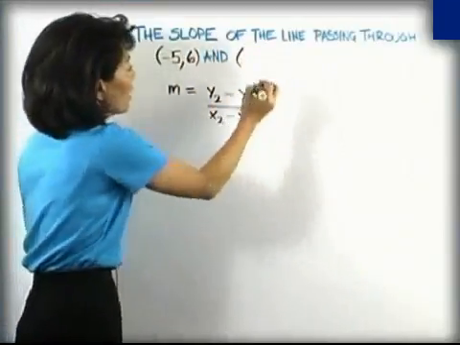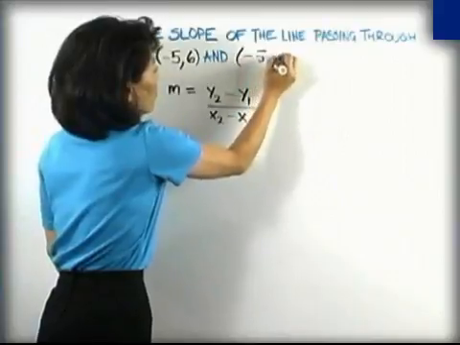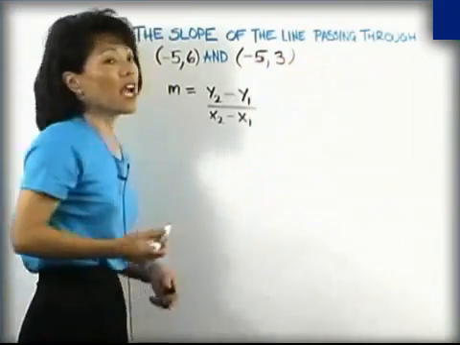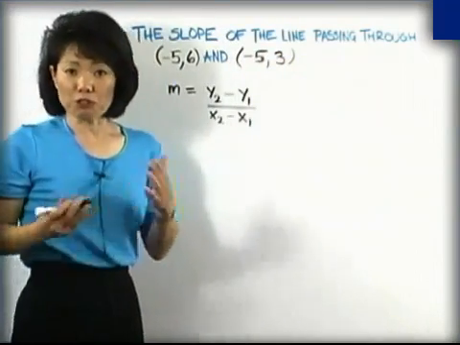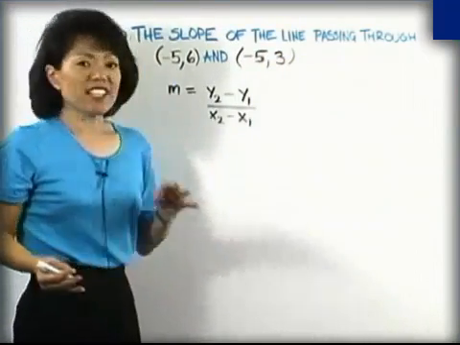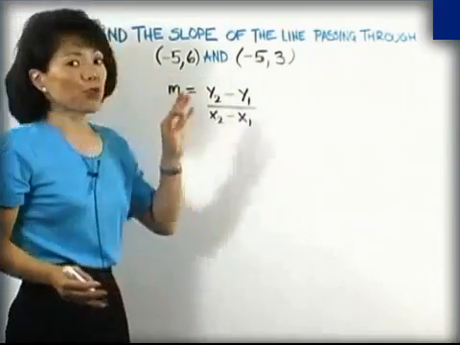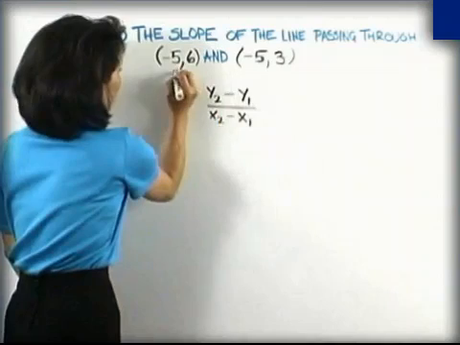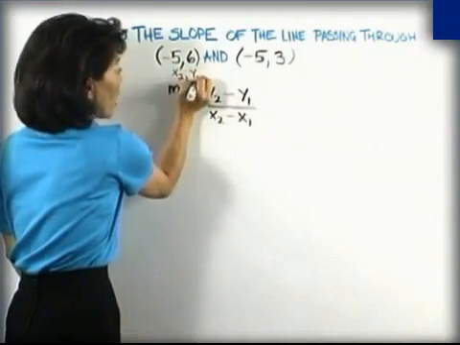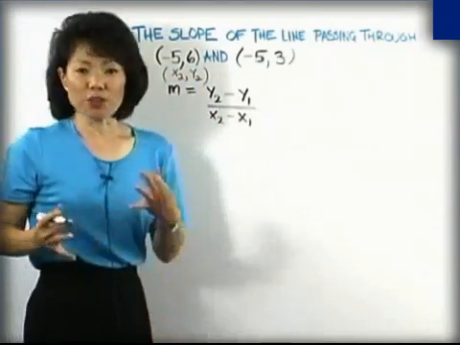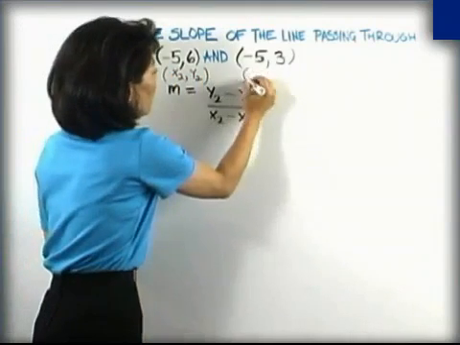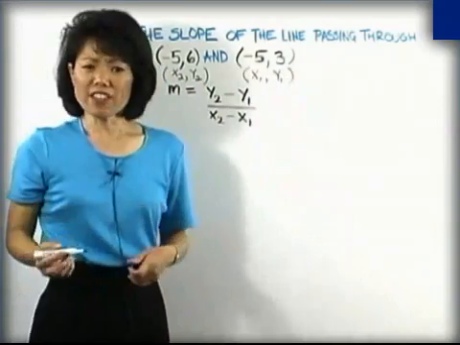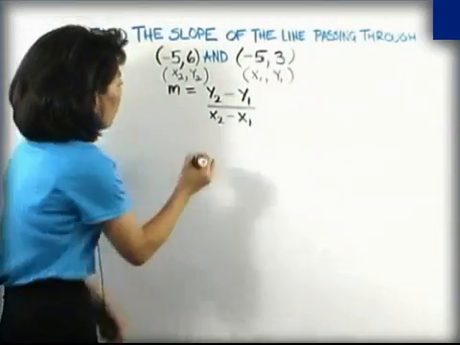6), and (-5, 3). Now, again, it doesn't matter which ordered pair is x1, y1. You can choose. Just to show you that it doesn't matter, I'm going to make my first ordered pair this time x2, y2. So this is x2, y2 this time. Again, why? Because I chose it that way. You can make your own choice. This one here is going to be my x1, y1. Now, let's see what happens in this problem.